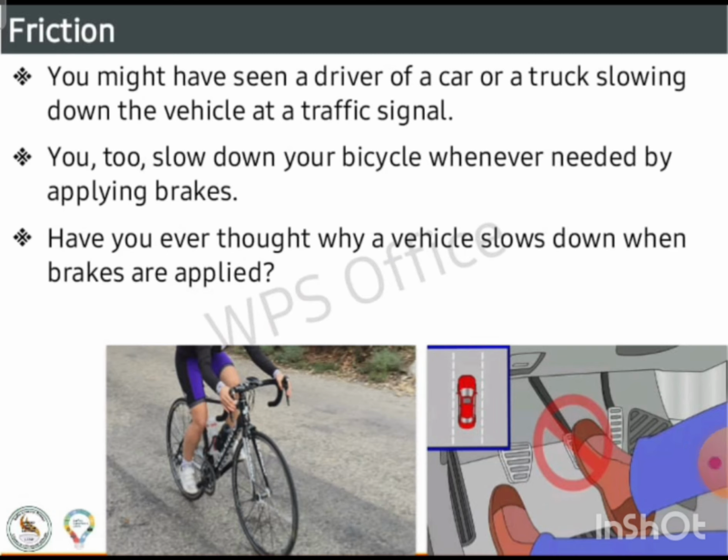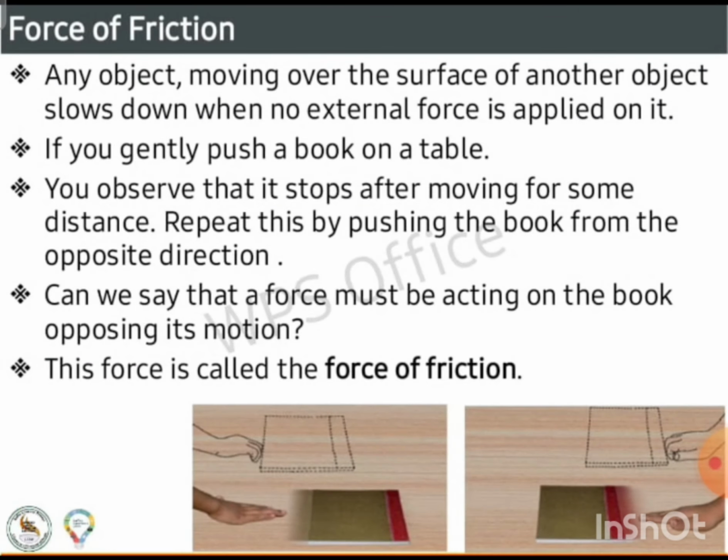Friction. You might have seen a driver of a car or a truck slowing down the vehicle at the traffic signal. You too slow down your bicycle whenever needed by applying brakes. Have you ever thought why a vehicle slows down when brakes are applied?